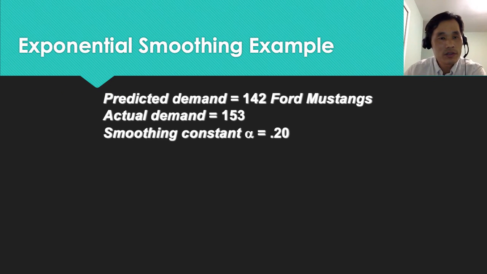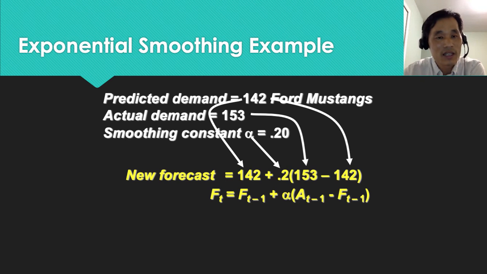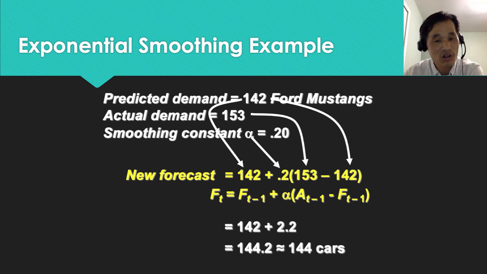Here, let's take an example of exponential smoothing method. Say we have predicted demand is 142 Ford Mustangs, and actual demand is 153, and smoothing constant equals 0.2. So it's already given, and we want to calculate exponential smoothing method. We know that the formula is given like this, and our job is just to plug in every number. Predicted demand is 142, right? And the smoothing constant is 0.2, and 153 is actual demand. So we just plug those numbers in the formula, and you find that it's 144 cars.